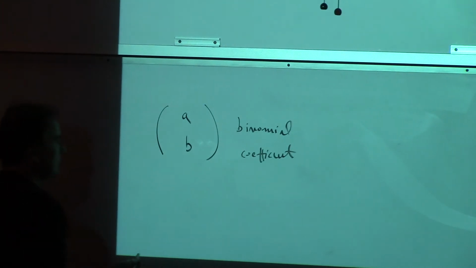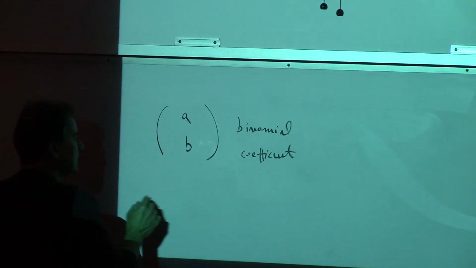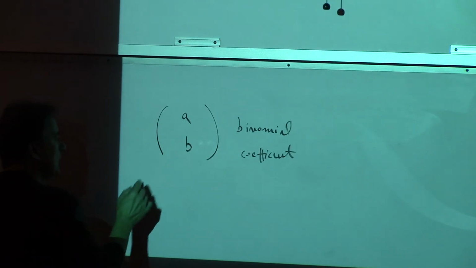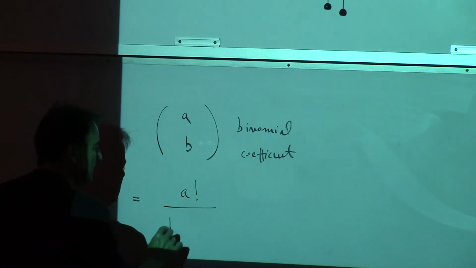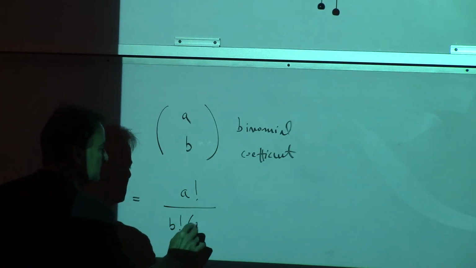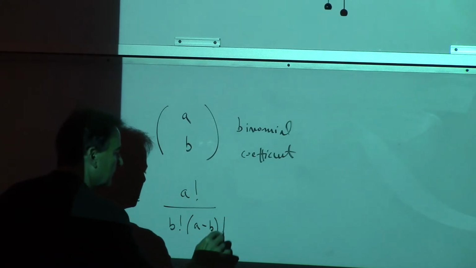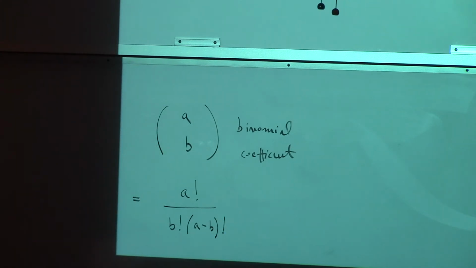And it's got a very simple definition. Basically, this binomial coefficient of a over b is going to equal a factorial divided by b factorial times a minus b factorial. That's the definition of the binomial coefficient.